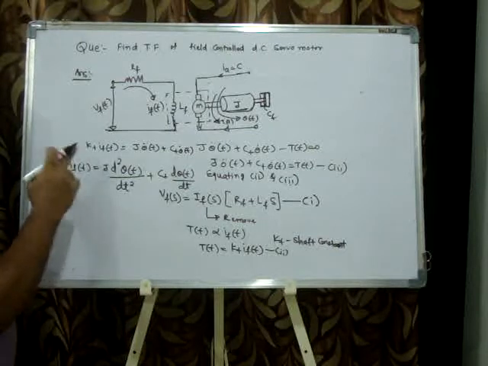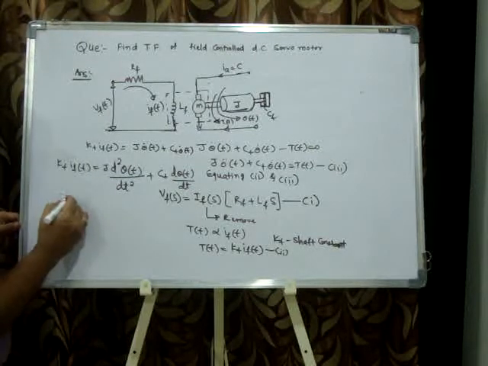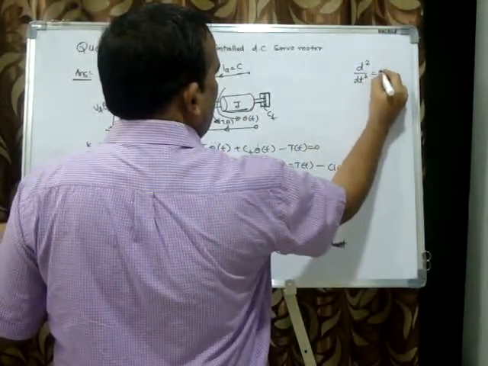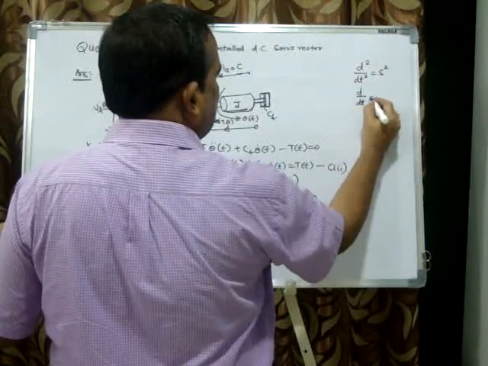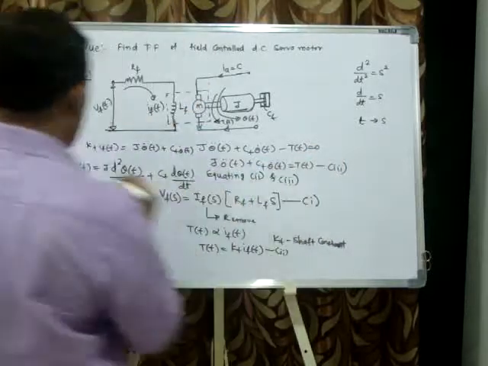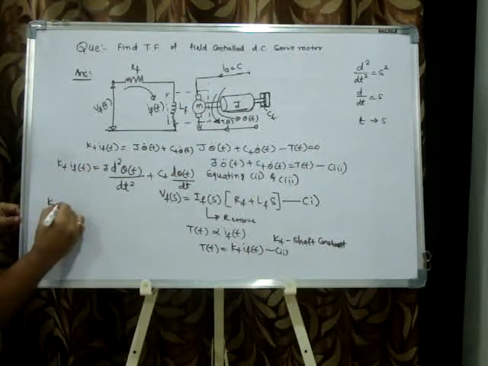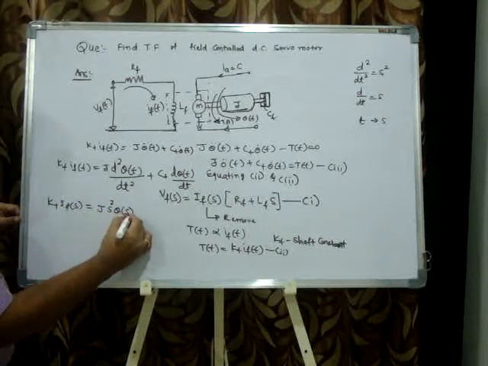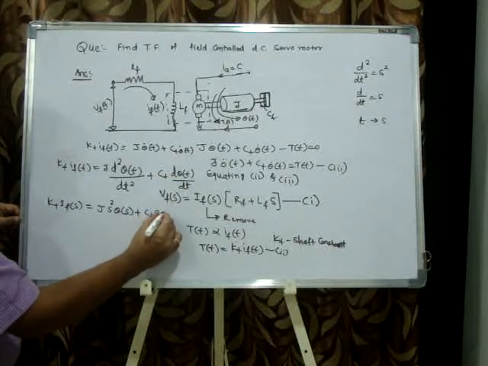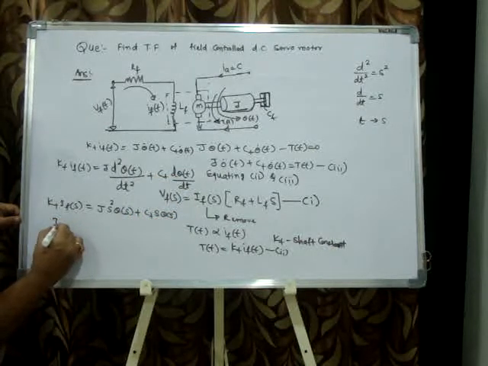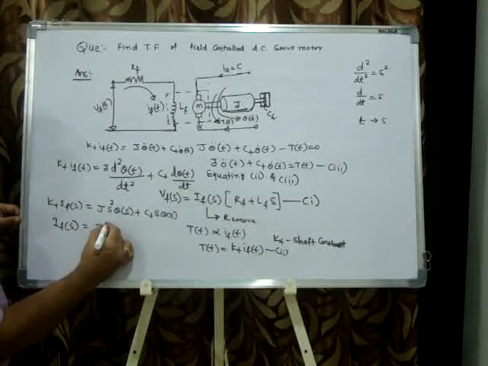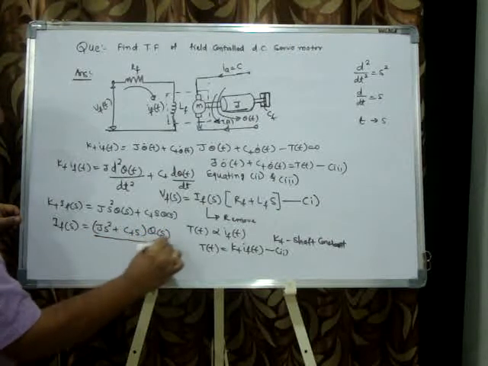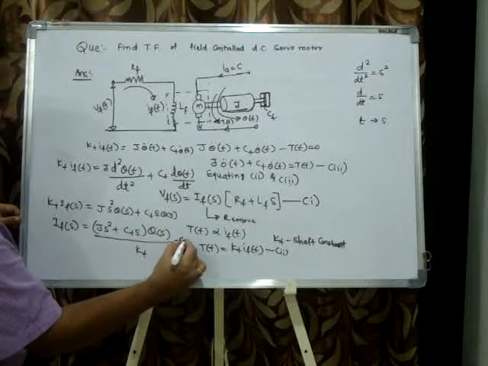Now taking the Laplace transformation of this equation, you know that d square by dt square is s square, d by dt is s, and wherever t is there, you write s. So applying the Laplace transformation, J d square by dt square is s square, plus Ct d by dt is s, times theta of s. So the current i_f of s equals (J s square plus Ct s) theta of s divided by Kt. This is equation number 4.